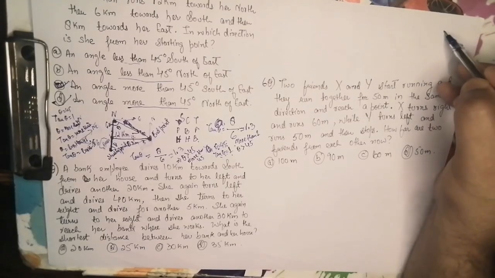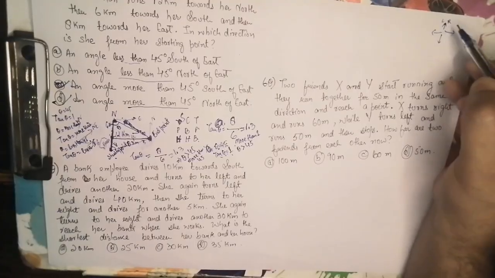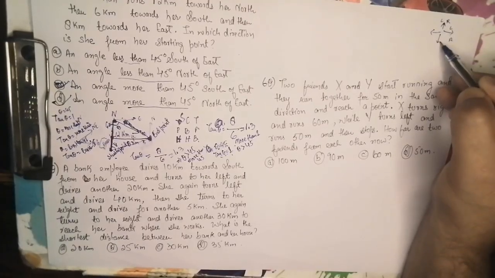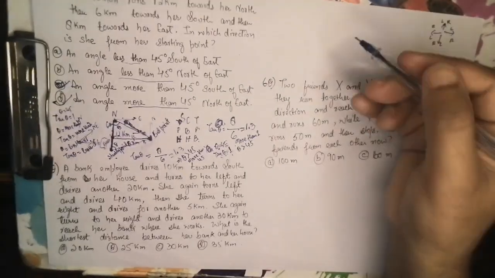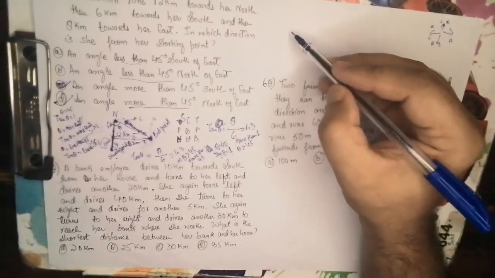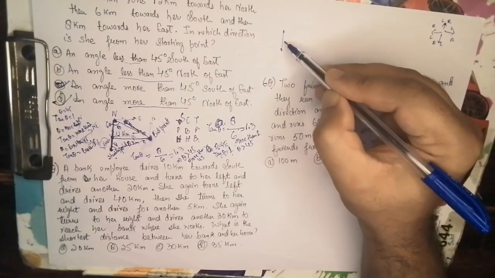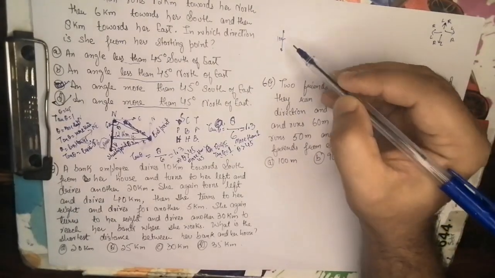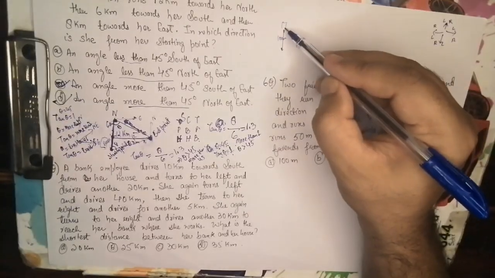First of all, you will remember what I had told you earlier. Got it? So this is right, this is left, this is left, this is right. Now, a bank employee drives towards south. How many? 10 kilometers from her house. This is the house of this bank employee.